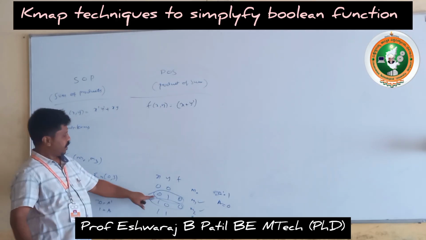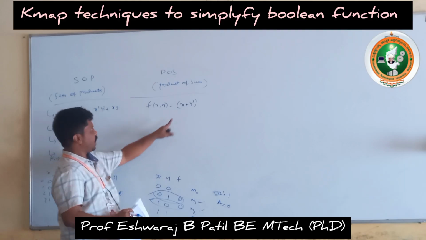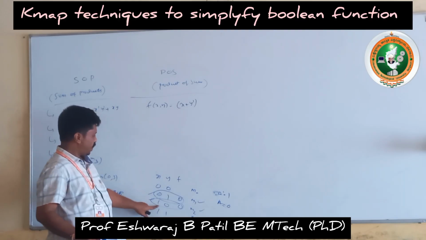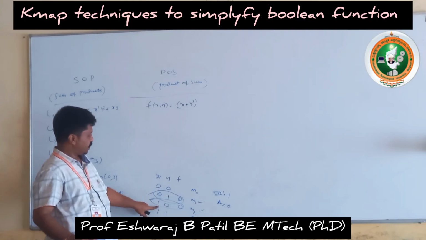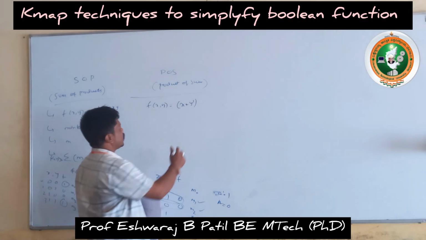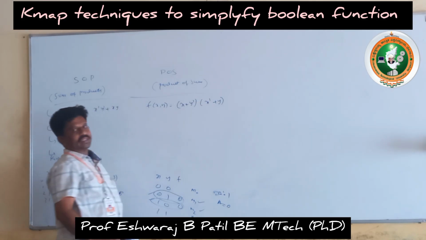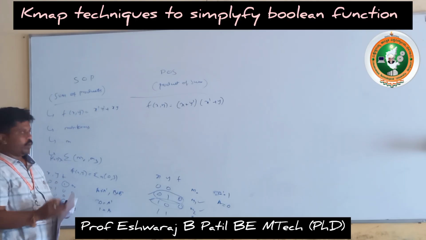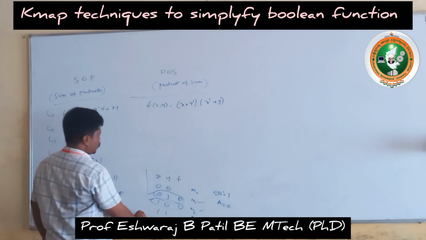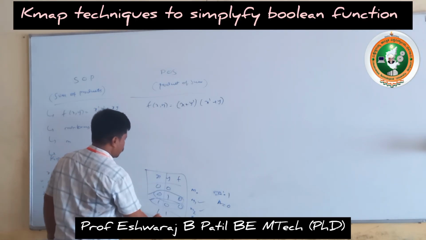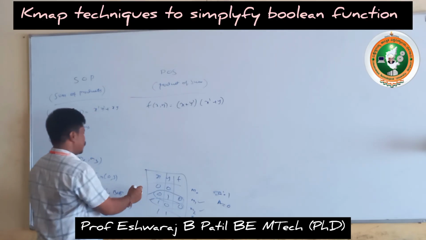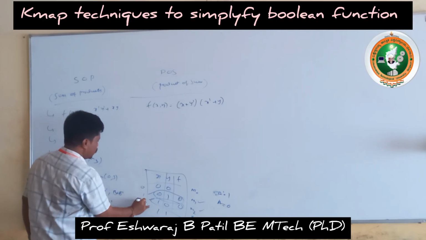That's what they are. x y dash, x plus y dash is there. Then x dash plus y. These are the max terms present in my POS form. I hope you all are following this. This is the decimal 0, 1, 2, 3.